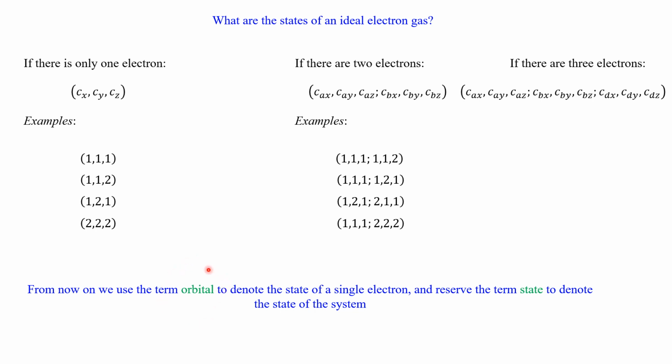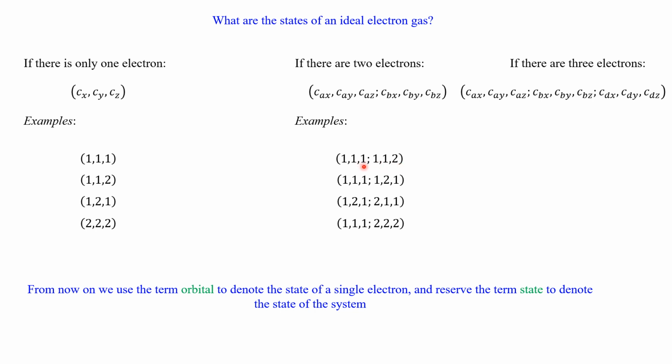So orbital denotes the state of a single electron, like 111, the ground state, or 121, or 211, or 222. And the term state denotes a state of the system, like this is a state of the system, this is another state, this is another state, and so on. And notice that we are taking Pauli exclusion principle into account. And how are we doing that? We are doing that by not repeating the same orbital in a single state of the system.